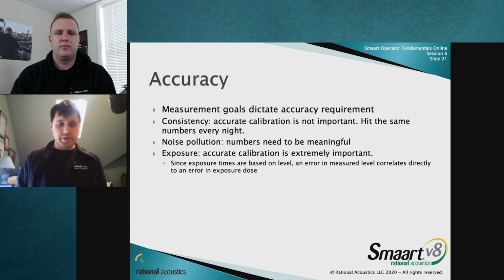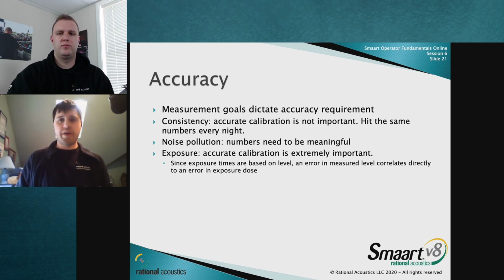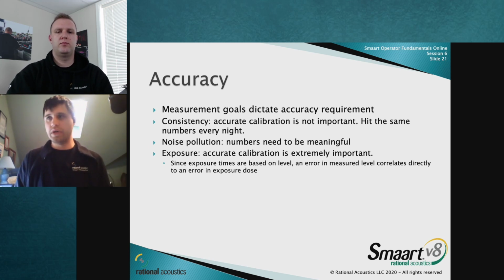So the first case that we talked about, where you're a front of house engineer and you just want consistency from night to night, you want to hit the same levels every show. It doesn't matter what the absolute number is on the screen. We just want to hit that same number every night. So accuracy is not a concern for you. If you're up against a legal requirement that requires you to stay under a certain level, now you have to make sure that you're in compliance with that level. So now we need the number on the screen to be meaningful.